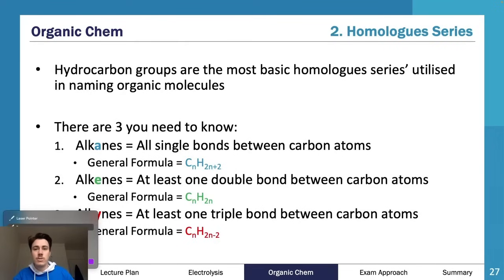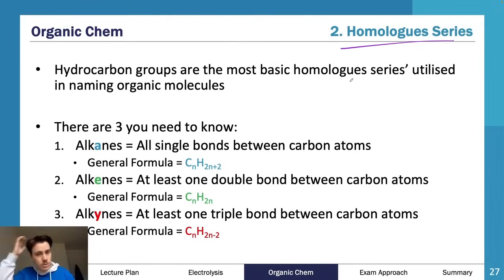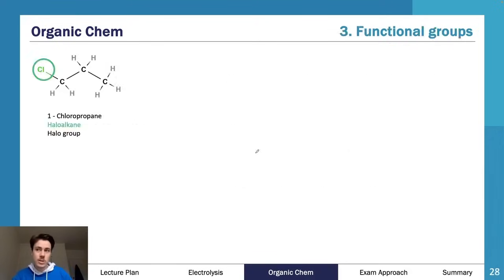Now we move on to, let's change colors. I've been using this color for ages. Let's use purple. Homologous series. So the homologous series, again, pretty straightforward. You should know this stuff from year 11 or unit 1, 2. Alkanes, alkenes, and alkynes. Know your general formula. I don't think I need to talk about this too much.